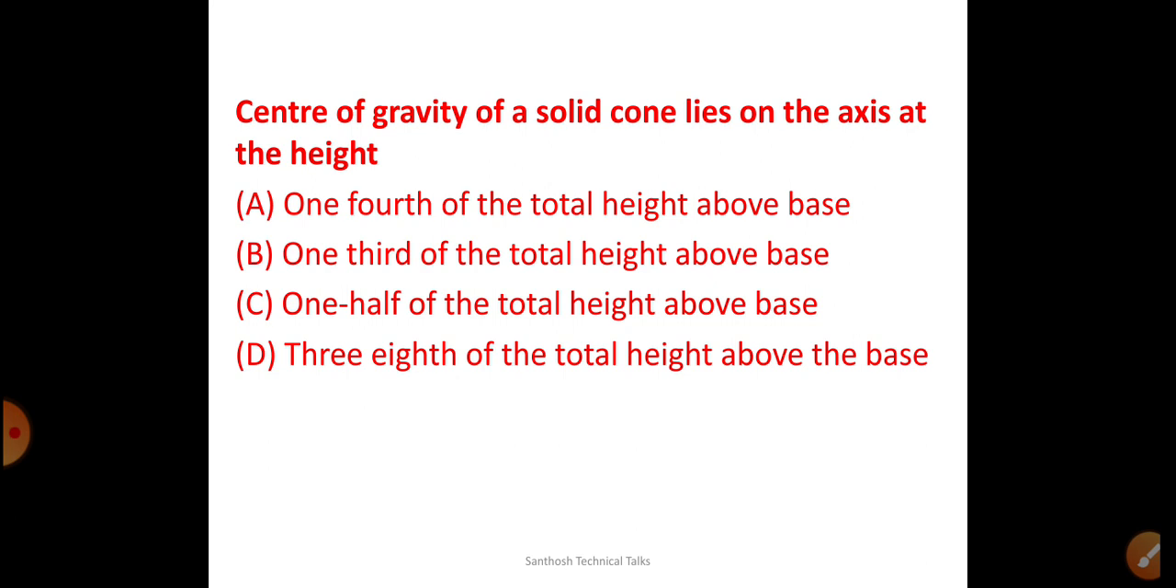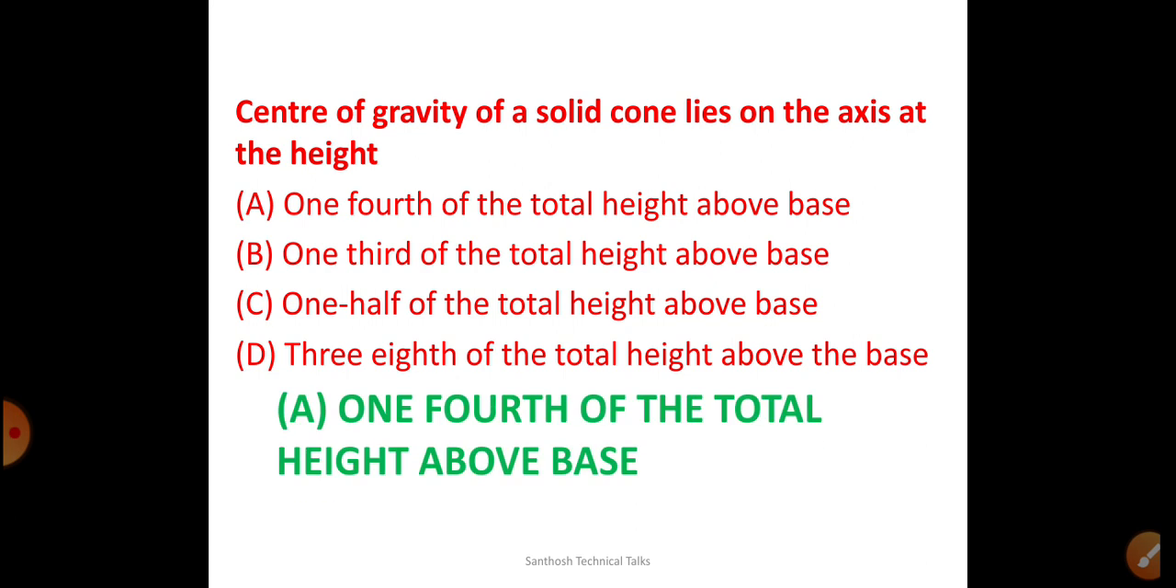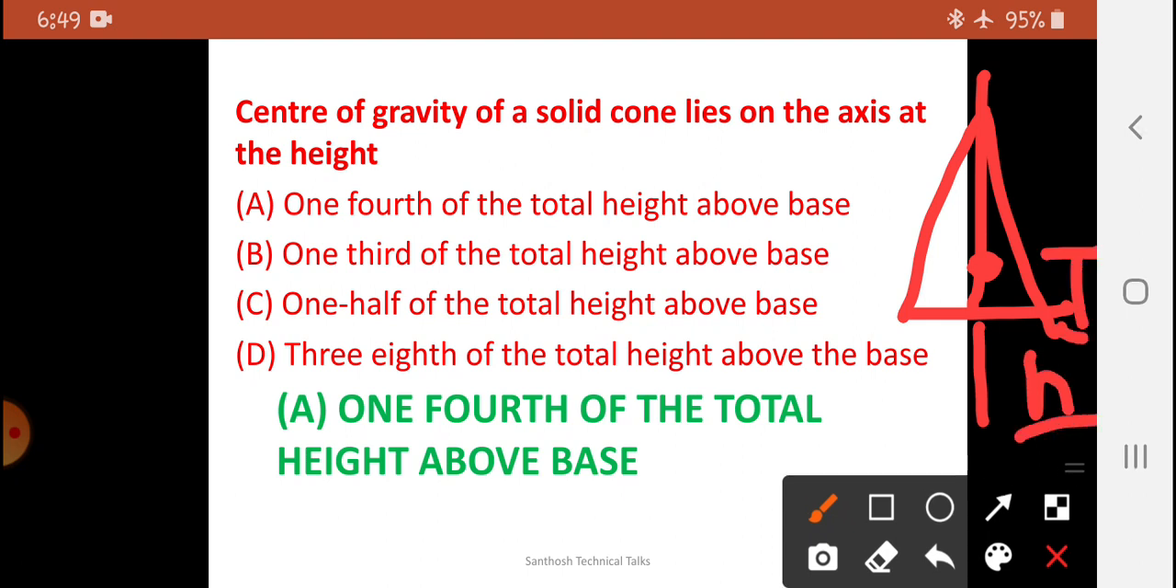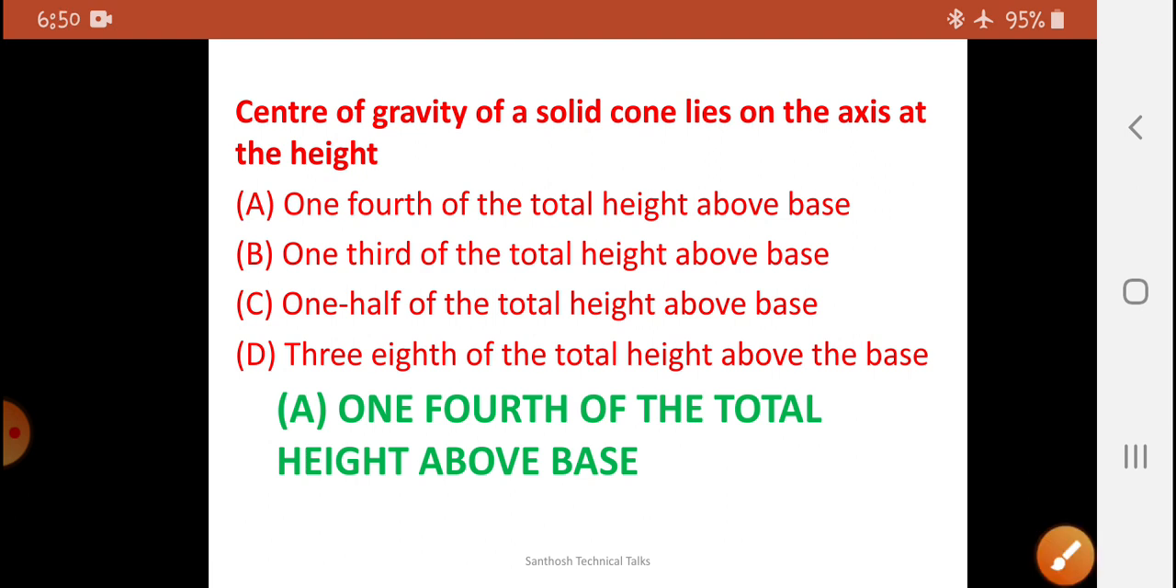And next question is, the center of gravity of a solid cone lies on the axis at the height. The CG of a solid cone lies on the axis at a height of 1/4 of the total height above the base. So h/4 is the correct answer. So it is 1/4 of the total height.